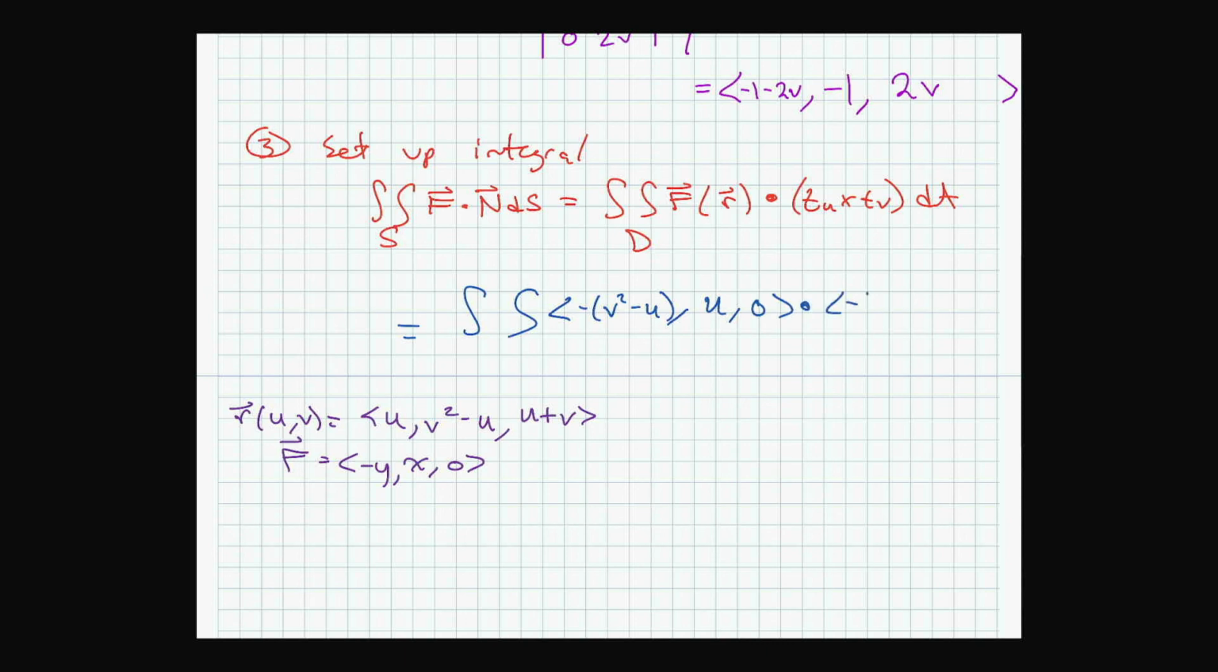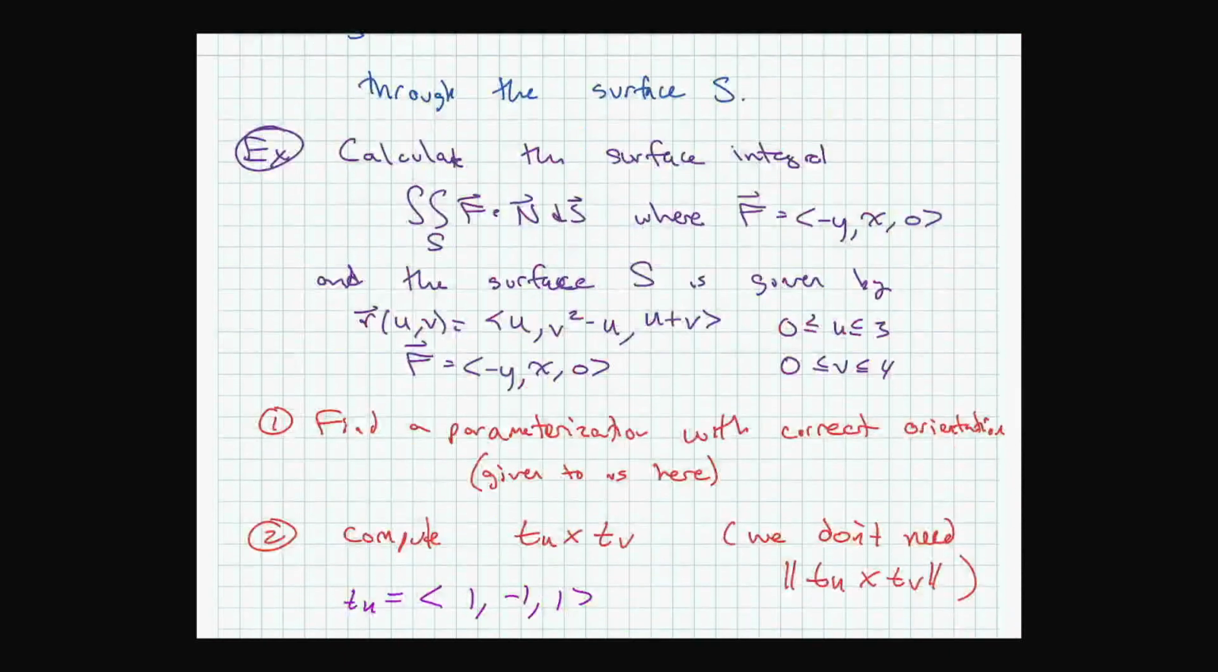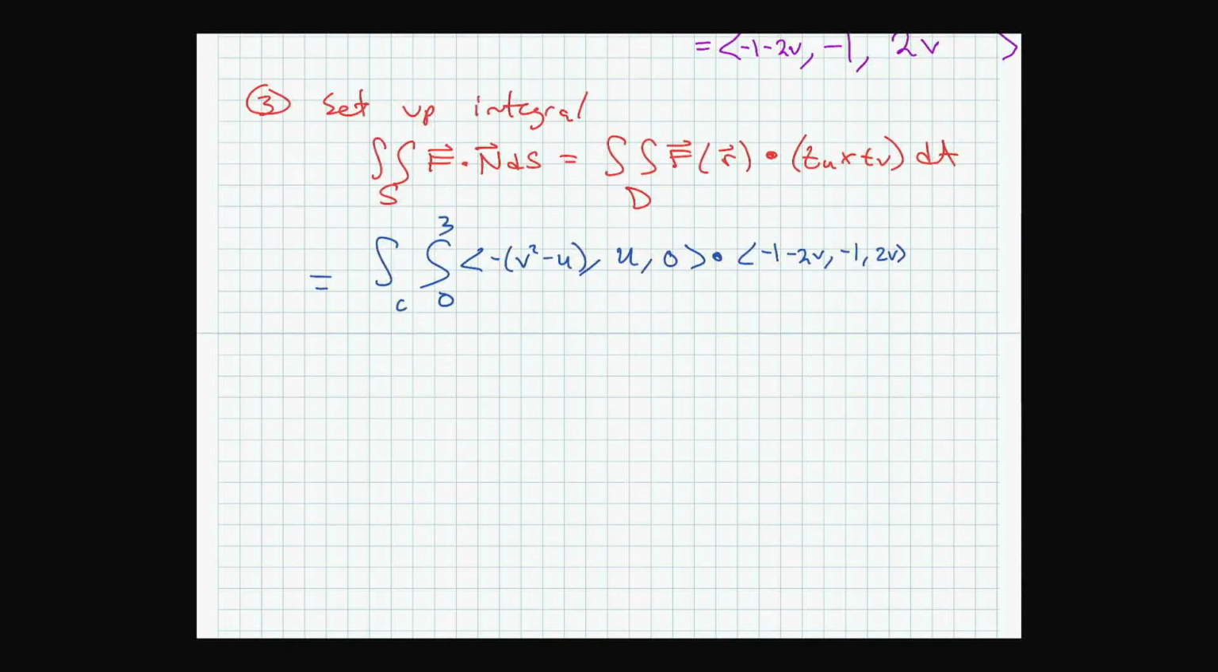So this is our F with the parameterization plugged in. Dot product with negative 1 minus 2v, comma, negative 1, comma, 2v. And then our dA, we've got to work out a little bit. So let's move this over. For dA, we can do the integral in whichever order we feel like. u or v, they're just constants, right? So looking up here, I see constants 0 to 3 and 0 to 4 for u and v. So let's just go 0 to 3, 0 to 4 for u and v.